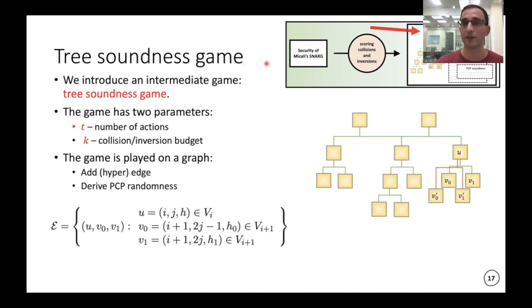So we introduce this intermediate information theoretic game, the tree soundness game. It has two parameters. T is the number of actions. This corresponds to the number of queries the adversary has in the game. It's the number of actions he can do, and K is some bad budget. It's going to be the collision and inversion budget. The game is played on a graph.